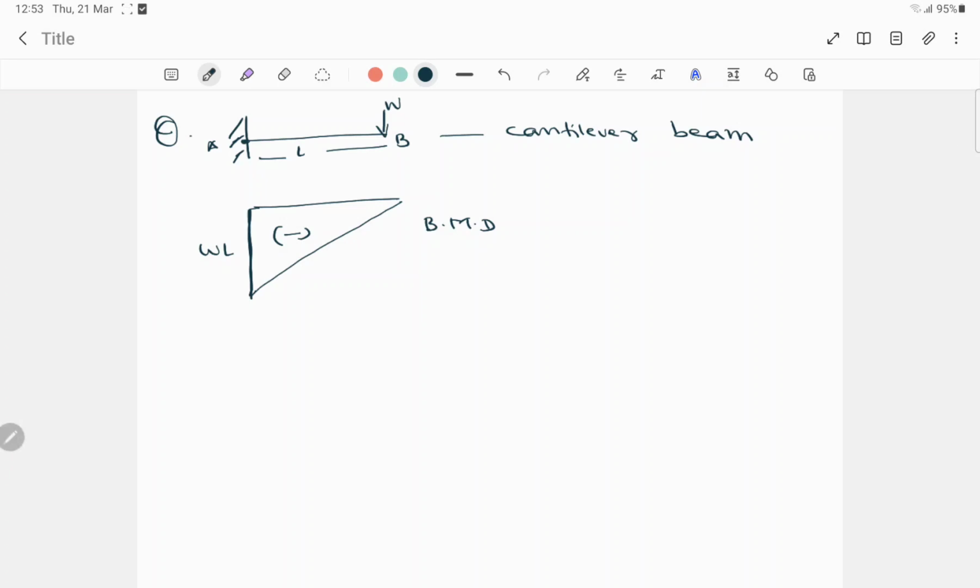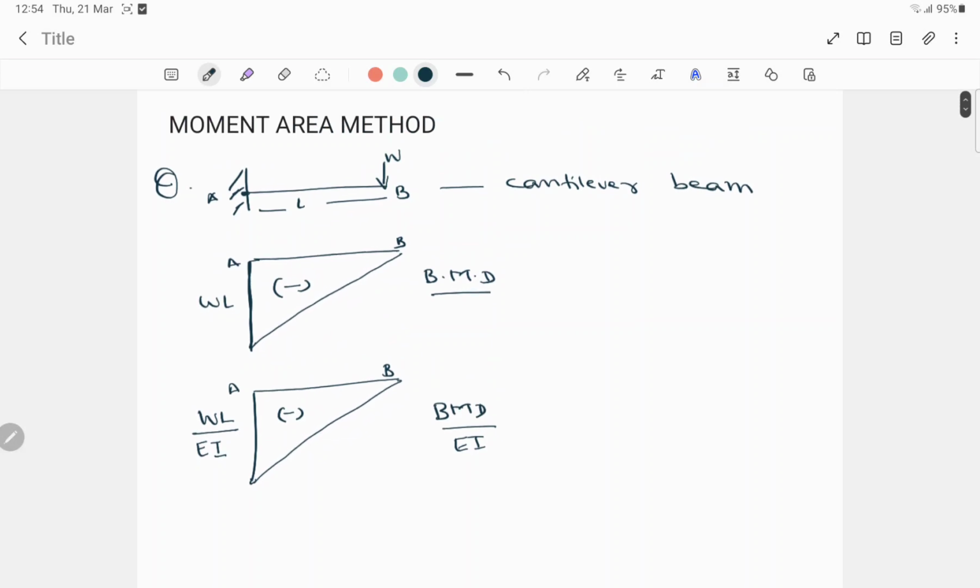So the BMD by EI diagram will be the same as this BMD diagram, just we have to draw it the same. The only difference is that in place of W into L, we write W into L divided by EI, and the sign will be negative in this case also. This one was A and B, and this one is also A and B.